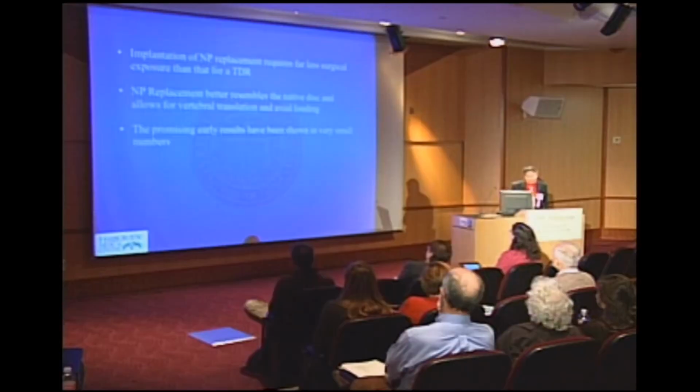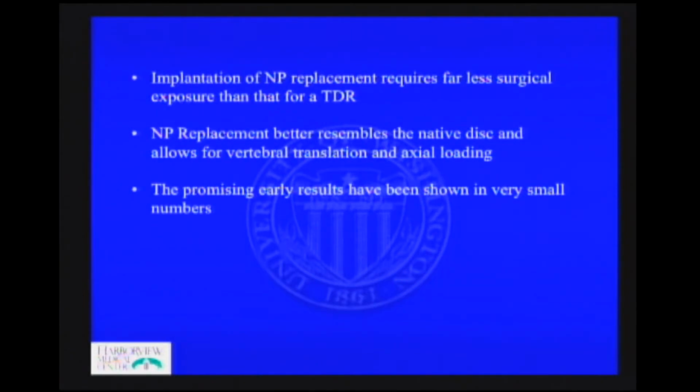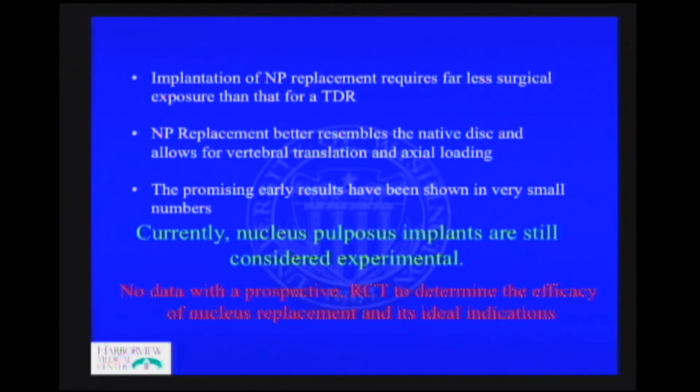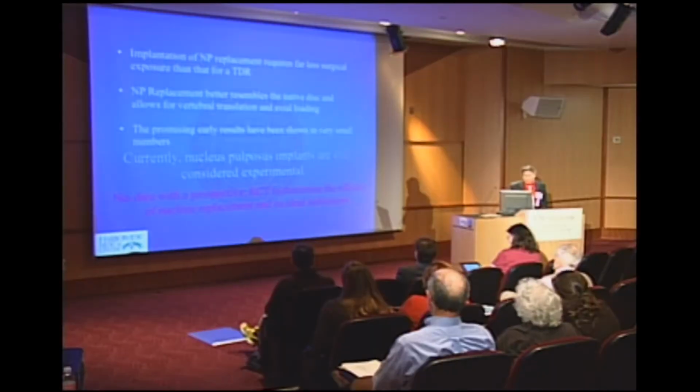Now, the concept of nucleus pulposus replacement is that implantation of this device requires far less surgical exposure than that for disc replacement. Nucleus pulposus replacement better resembles the native disc and allows for vertebral translation and axial loading. Promising early results have been shown in very small numbers. However, currently all the nucleus pulposus implants are still considered experimental, and so far there are no data from a prospective randomized trial to determine the efficacy and even the indications.